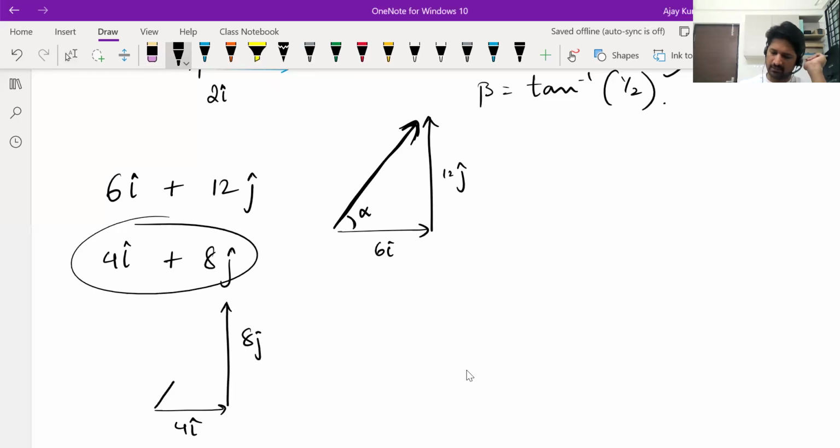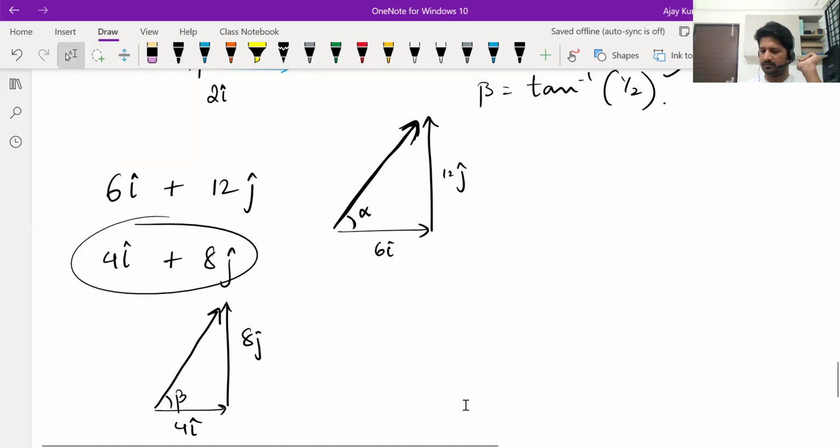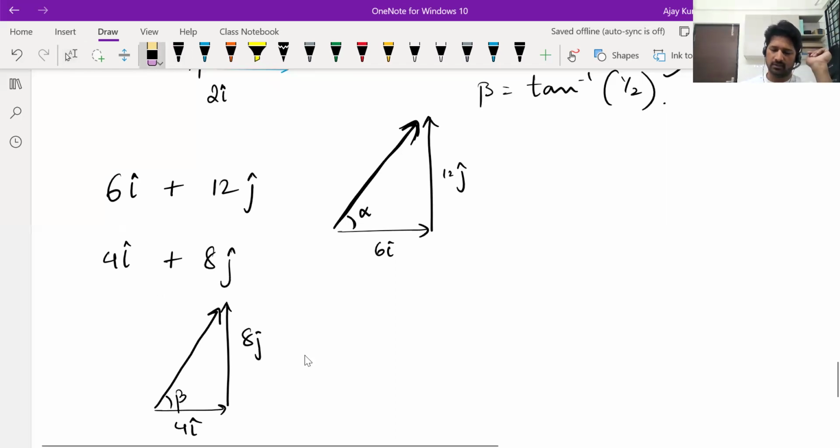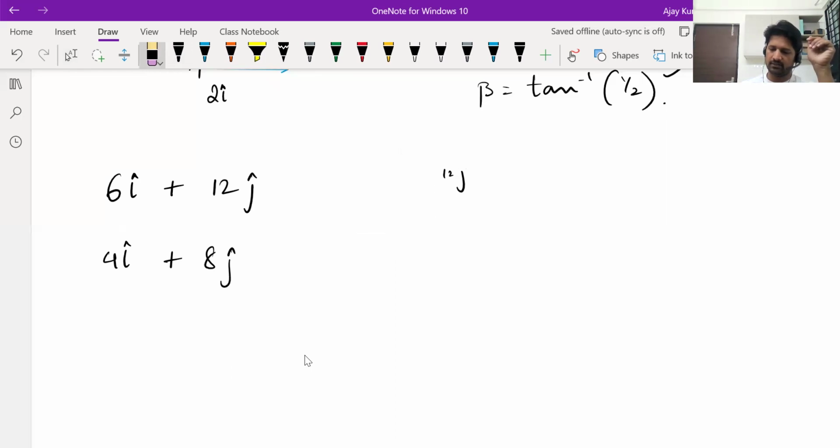What angle does the second vector make? Or what is tan of that angle, beta? 2/1. Same. That is how you decide that the angles are the same. Since tan alpha is the same as tan beta, alpha should be the same as beta. Okay, so not simply because all components are positive. So you find out the angles which the vectors make.